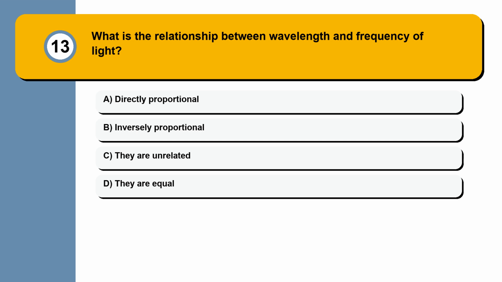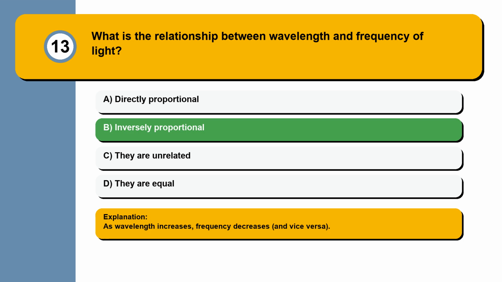Question 13. What is the relationship between wavelength and frequency of light? Directly proportional, inversely proportional, they are unrelated, they are equal. As wavelength increases, frequency decreases, and vice versa.